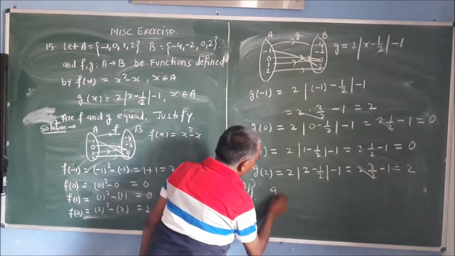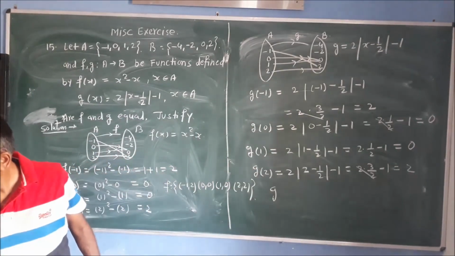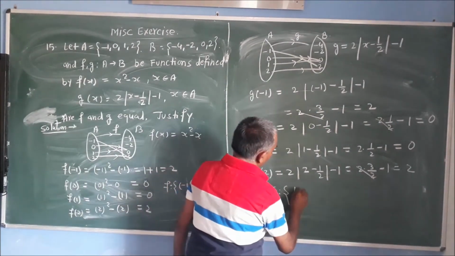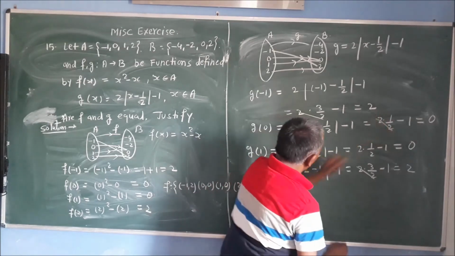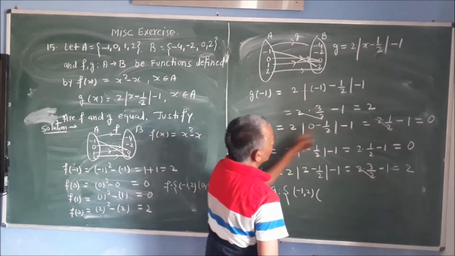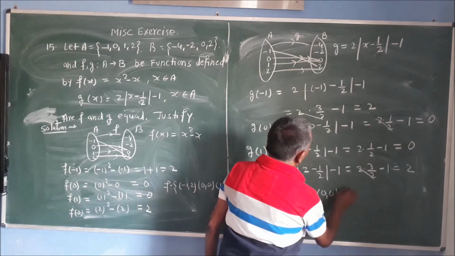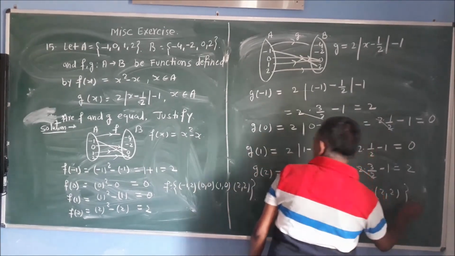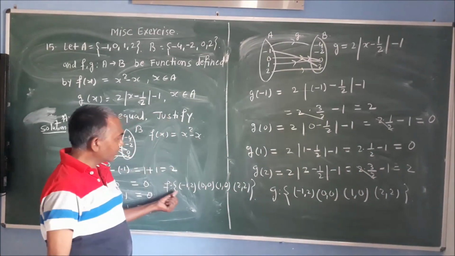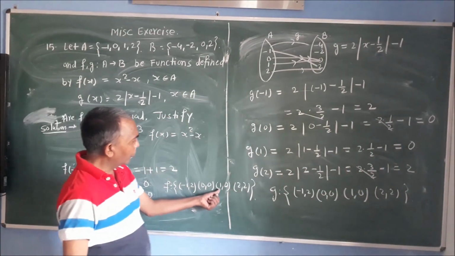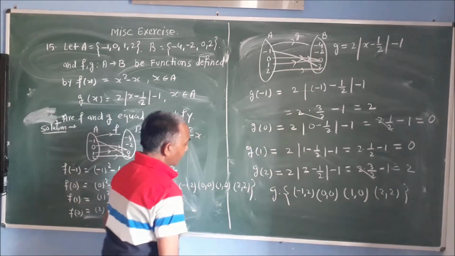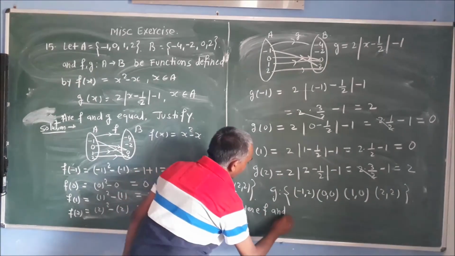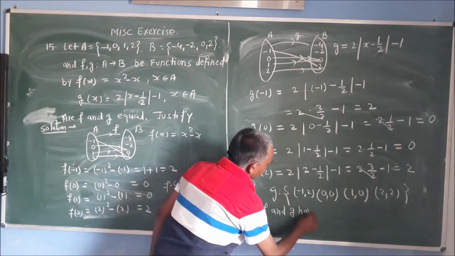So what is the function g? The function g will be such that its elements are: minus 1, 2; 0, 0; 1, 0; and 2, 2. And watch these two: f is minus 1, 2; 0, 0; 1, 0; 2, 2. Both are the same. Here f and g have the same elements.